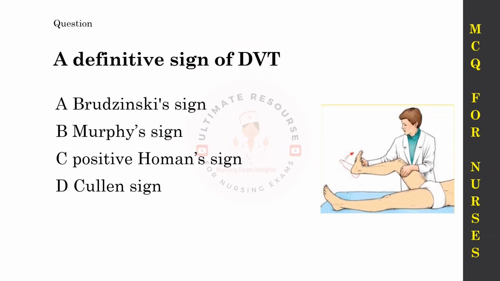A definitive sign of deep vein thrombosis or DVT. Options are A. Brudzinski sign, B. Murphy sign, C. Positive Homans sign, D. Cullen sign. The answer is positive Homans sign.